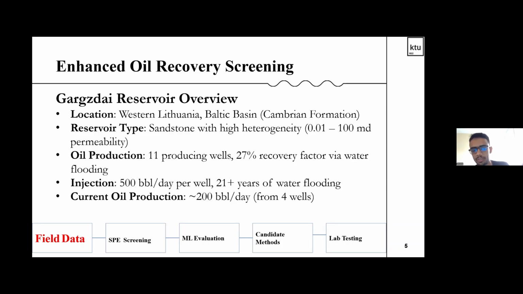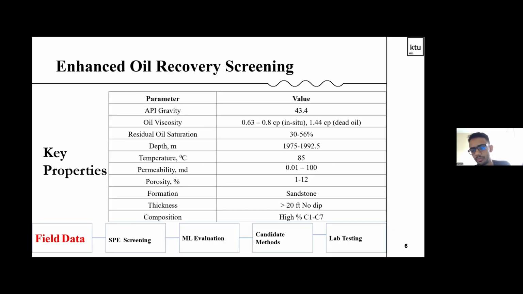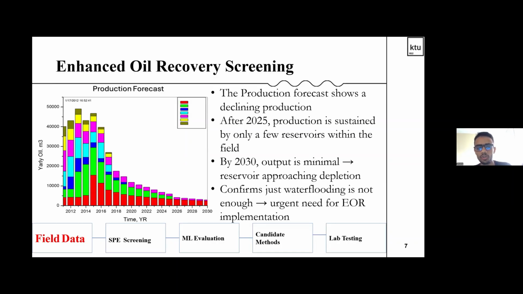Water injection rate was 500 barrels per day per well, and currently the production rate is 200 barrels per day from 4 wells. These are the other properties: porosity ranging from 1 to 12, API gravity 43.4, oil viscosity 0.63 to 1.44 centipoise. Based on the production forecast, most of the wells will shut down after 2025. So we urgently need some other method, as water flooding is not enough for these formations.